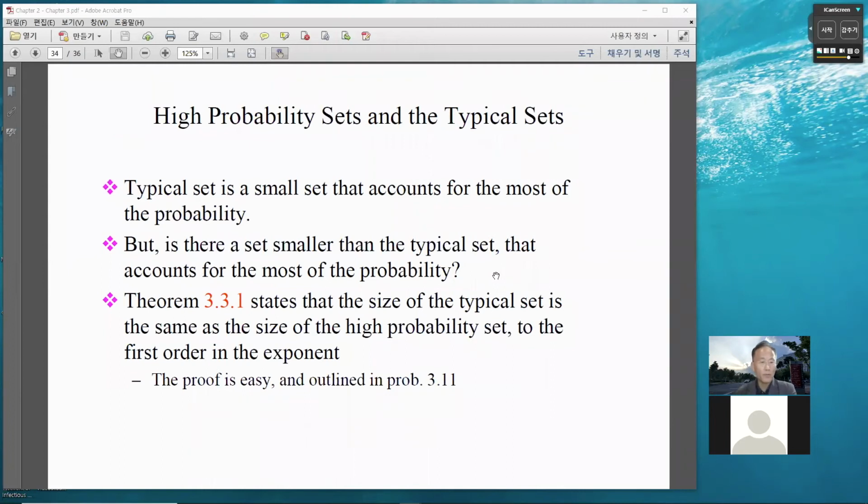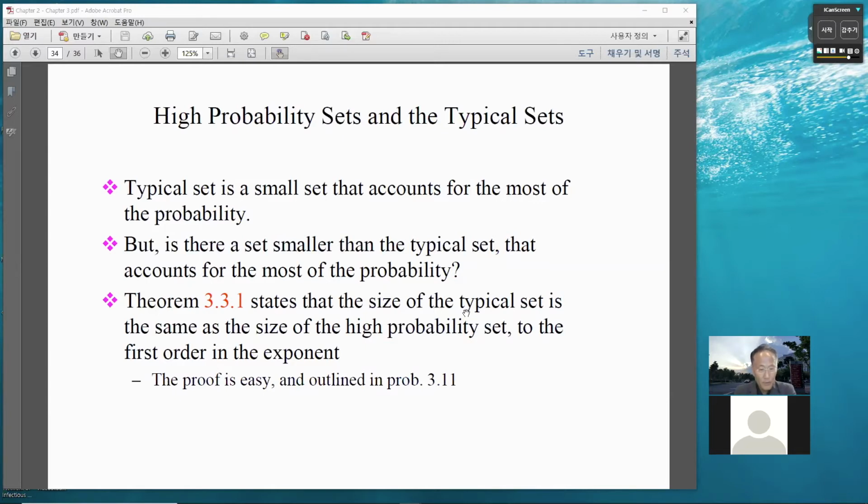The textbook talks about the high probability set and compares this set with the typical set. Basically, the idea is very simple. The typical set is the small set that accounts for most of the probability, and the high probability set is also a set which accounts for most of the probability, but it aims to minimize the size of the set, and it doesn't have to have the typical property.